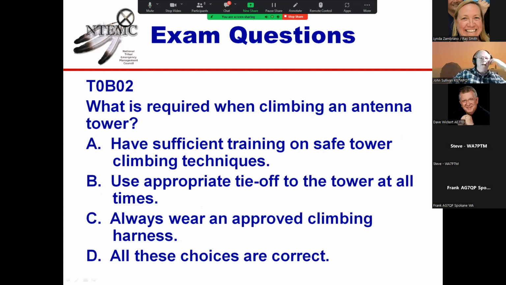What is required when climbing an antenna tower? Okay. Have sufficient training on safe tower climbing techniques. That sounds like a good idea. Use appropriate tie-off to the tower at all times. Well, you do want to be connected to the tower so you're not going to fall off. Always wear an approved climbing harness. Well, we talked about that. So I guess all of these are good choices, aren't they? So all of the above in this case.